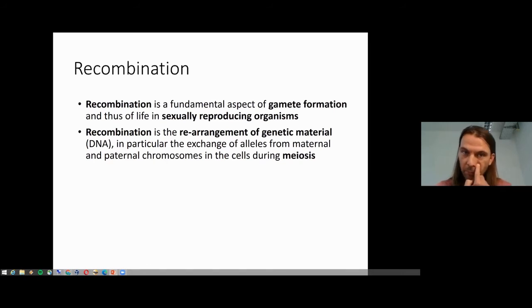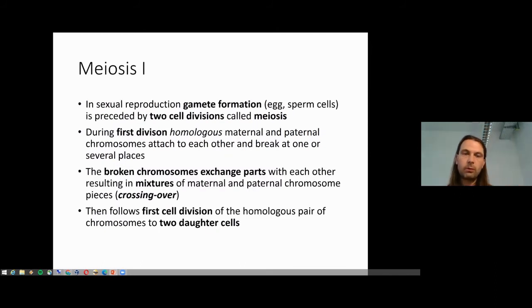So what do we mean by recombination? This is a fundamental aspect of the formation of germ cells, so egg and sperm cells, for instance, in mammals. Recombination is present in all sexually reproducing organisms. And what do we mean by this? It is the rearrangement of genetic material, which is inherited from mother and father. It is in particular the exchange of alleles between those maternal and paternal chromosomes in the cells during the process of meiosis.